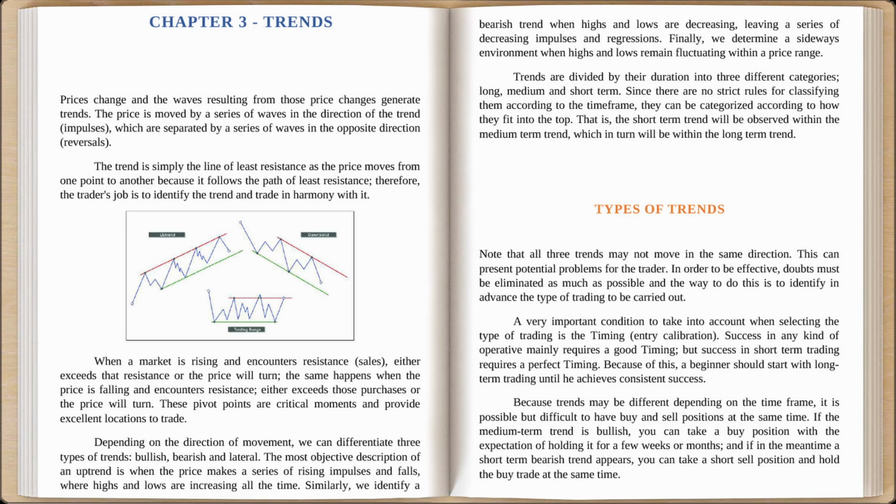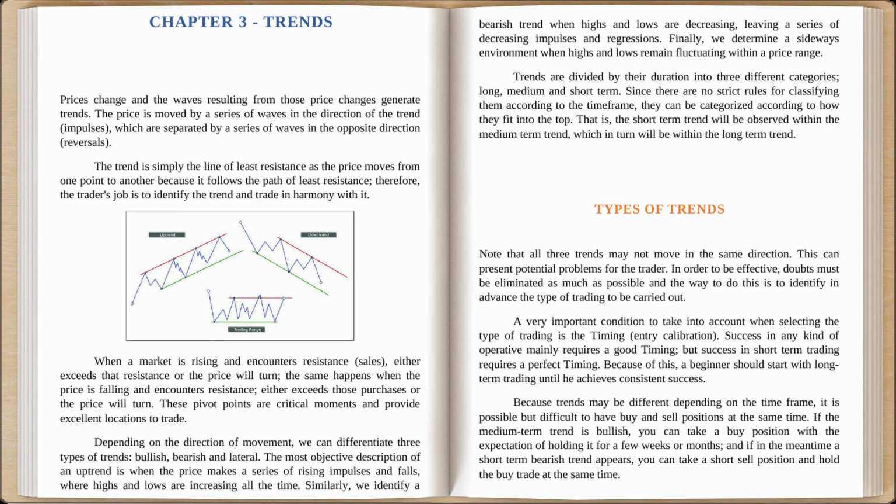Trends are divided by their duration into 3 different categories: long, medium, and short term. Since there are no strict rules for classifying them according to the time frame, they can be categorized according to how they fit into the others. That is, the short-term trend will be observed within the medium-term trend, which in turn will be within the long-term trend. Types of trends. Note that all 3 trends may not move in the same direction.